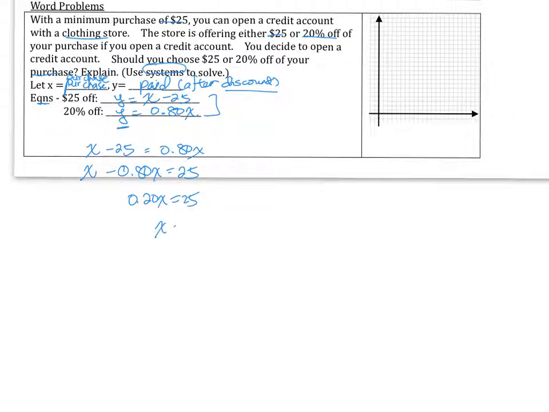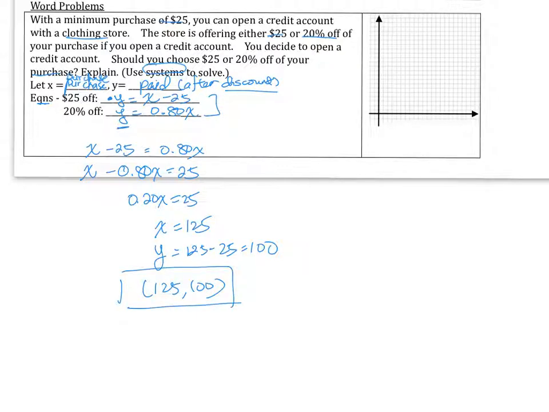And x would equal 125. And then I can take one of these equations, either one, I'm going to use this one, to find my value for y. So 125 minus 25 would equal 100. So the intersection point for both of these equations will be at 125, 100.